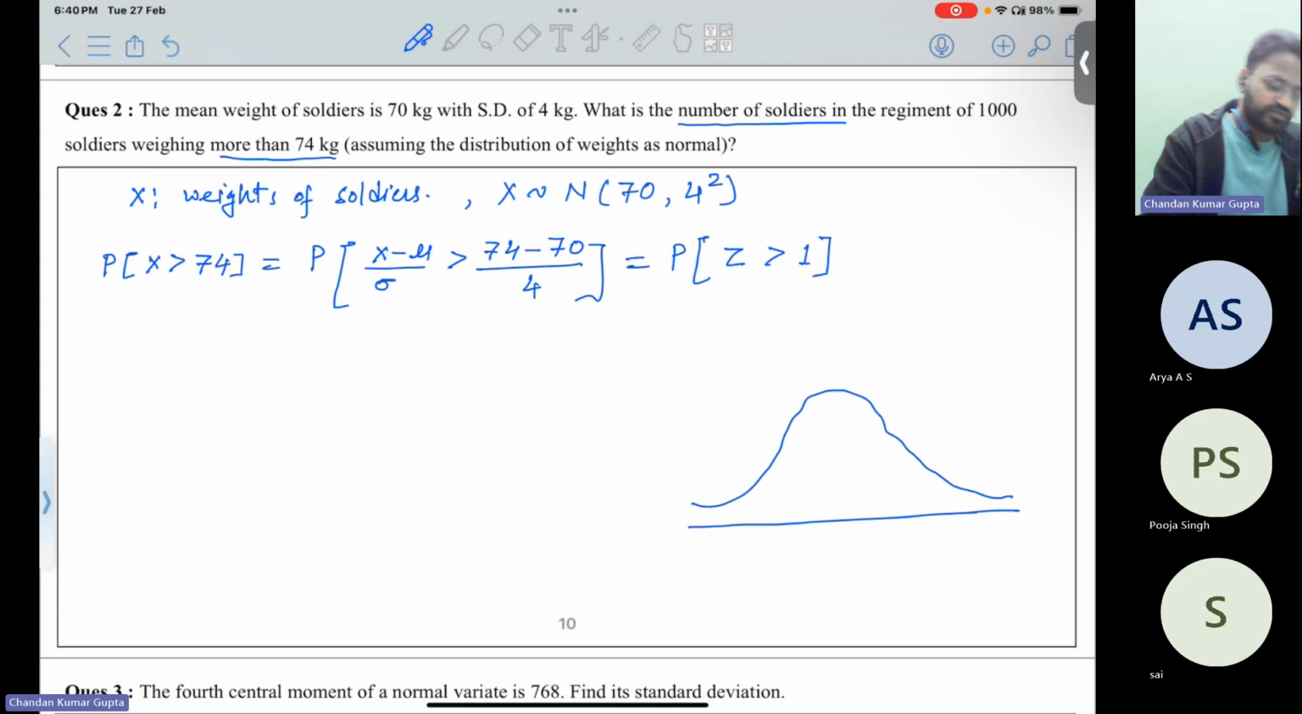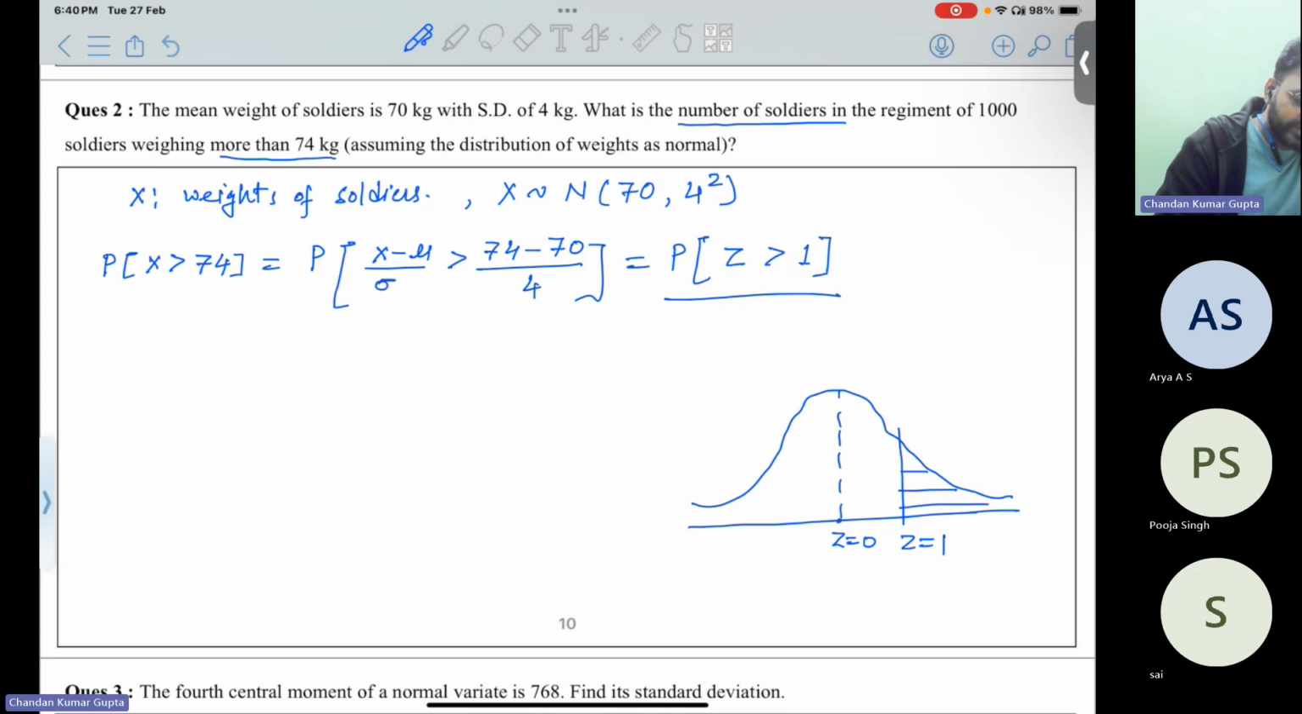Now suppose it is a normal curve. It is z equal to 0, and it is z equal to 1. So this quantity is z greater than or equal to 1. That means we need to calculate the probability of this. And we know that it is symmetrical in nature. So the probability of z greater than 0 is equal to 1 by 2, which is already known.